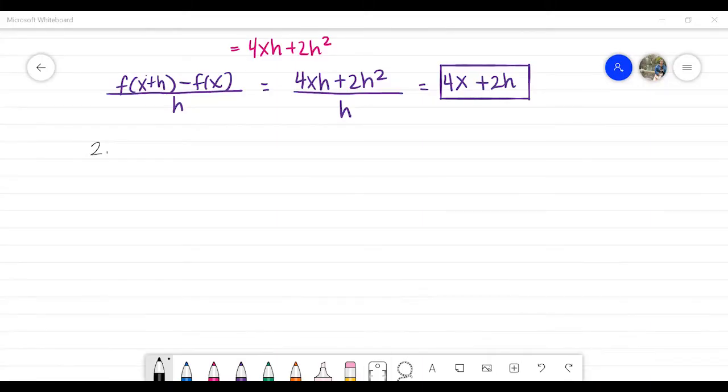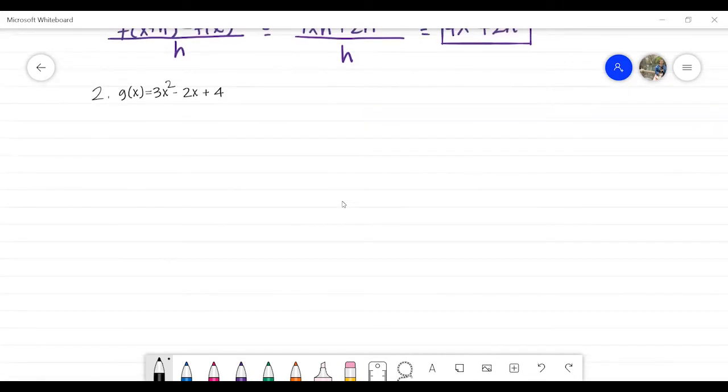Okay, next function. The idea here is exactly the same. We still want to figure out the difference quotient. It's just a little busier, maybe. So let's go through that same exact process. Let's find g of x plus h, and notice the function name changed, and that didn't change our process. So regardless of what it's named, you can still do this.